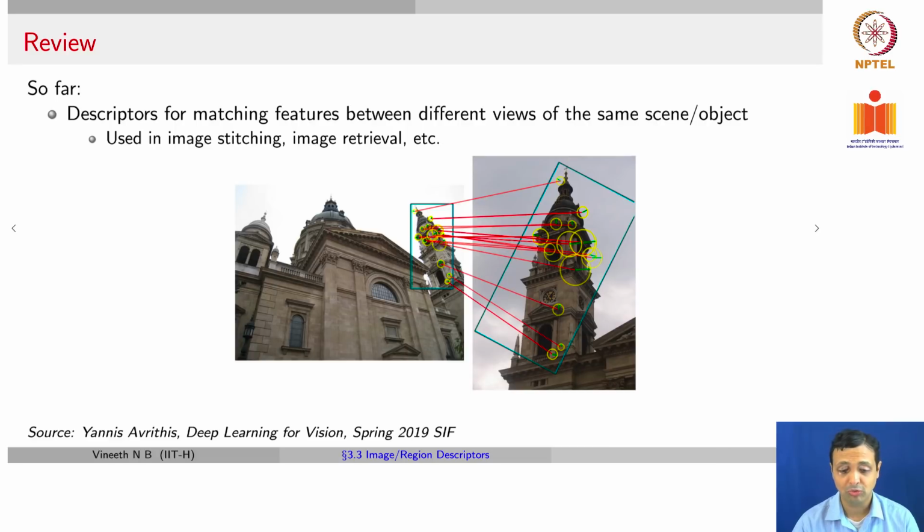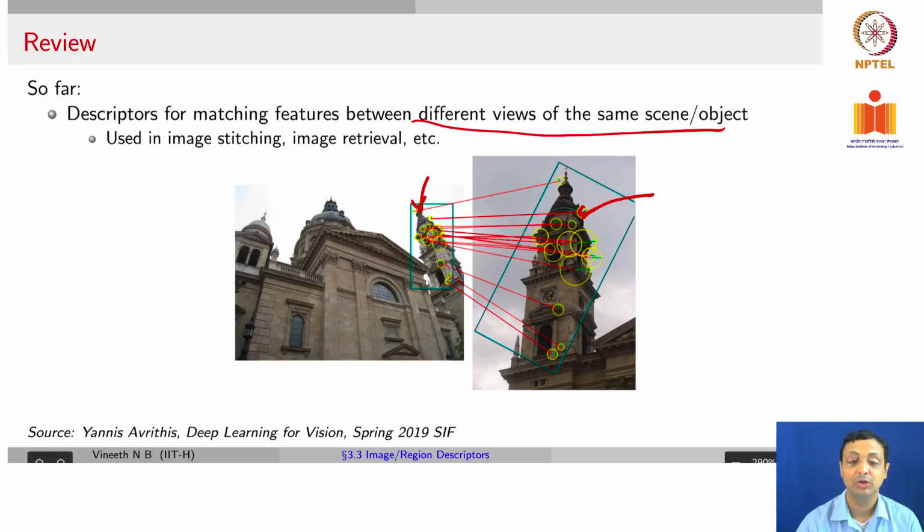So we have spoken so far about obtaining key points from two different views of the same scene or object. You extract key points in both of these views, you get descriptors of key points in both views, and you match them and perhaps try to match the geometry of the configuration between them using methods such as RANSAC or Hough transform, and so on.